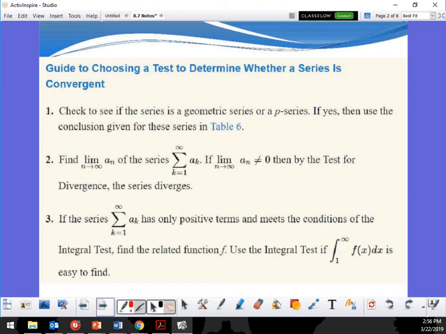Okay, so if the series has only positive terms and meets the conditions of the integral test, then find the related function and use the integral test from 1 to infinity, which is easy to find. So remember when we actually had something like this, and we had that value that I took it to, because there would be some b or something, right? Okay, so the integral test was there.